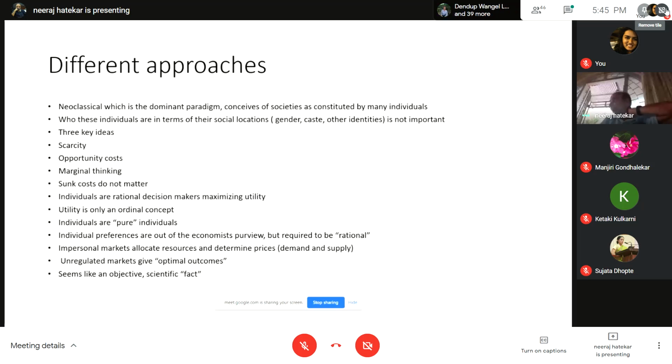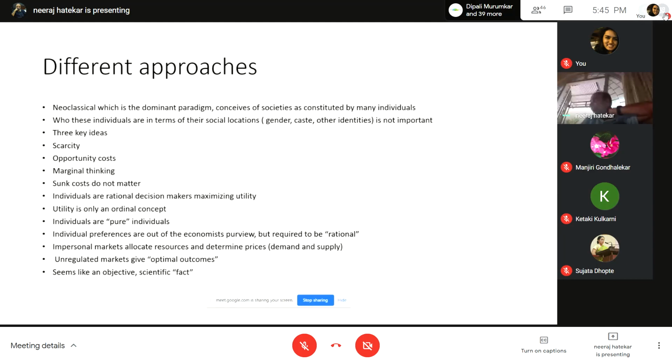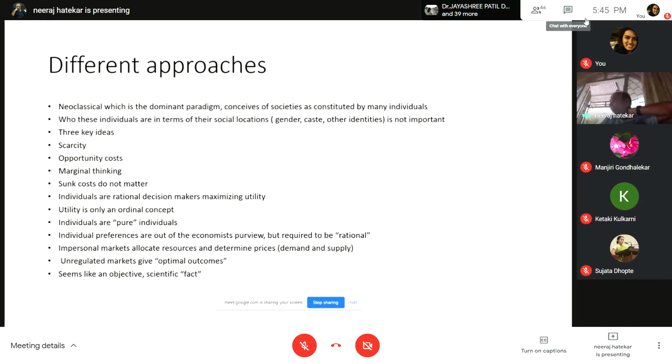Preferences are not in the purview of the economist, but they have to be rational. Now, a rational individual, as we said, is an individual who single-mindedly maximizes utility, whose objective in life is to maximize utility. The rational individual is somebody who tries to make the most of his limited resources. Whereas rational preference is something different. Rational preferences are supposed to have two properties.